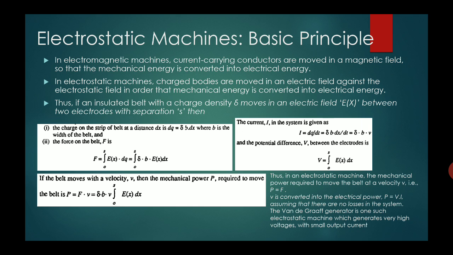Now one such electrostatic machine is called the Van de Graaff generator. The Van de Graaff generator is one such electrostatic machine which generates high DC voltages with a small output current. So we will be talking about the Van de Graaff generator.